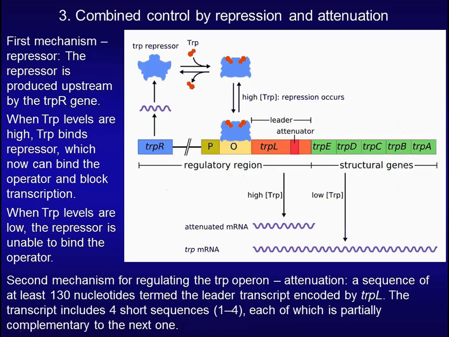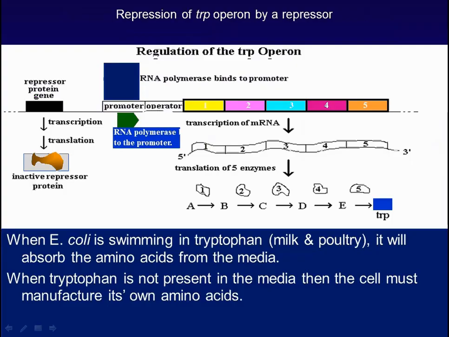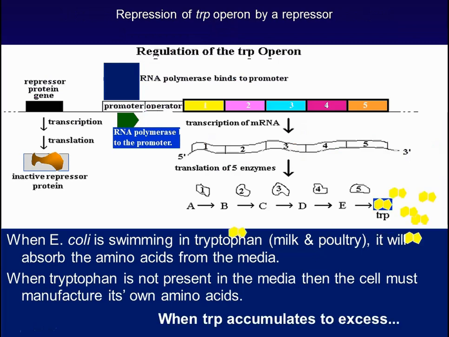When tryptophan levels are high, tryptophan binds the repressor, which now can bind the operator and block transcription of trpL and structural genes. This animation summarizes the mechanism by which the repressor controls expression of the trp operon. When tryptophan accumulates to excess, it binds the repressor.